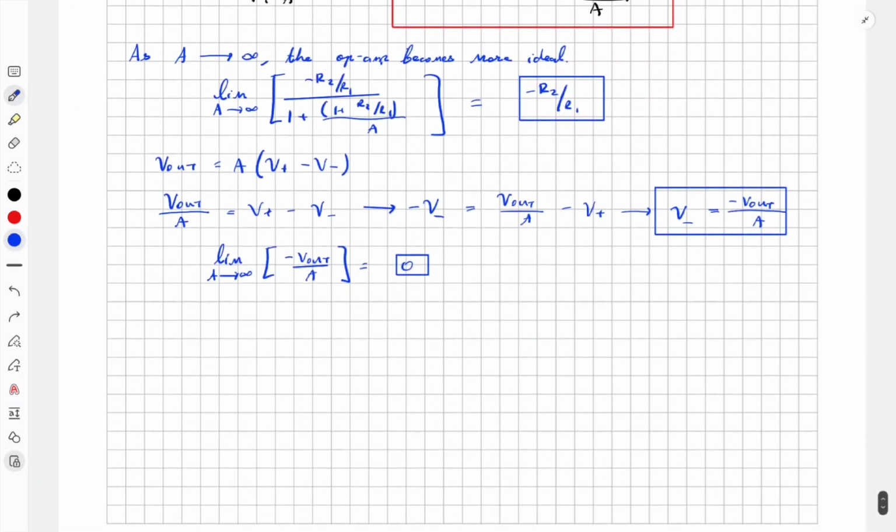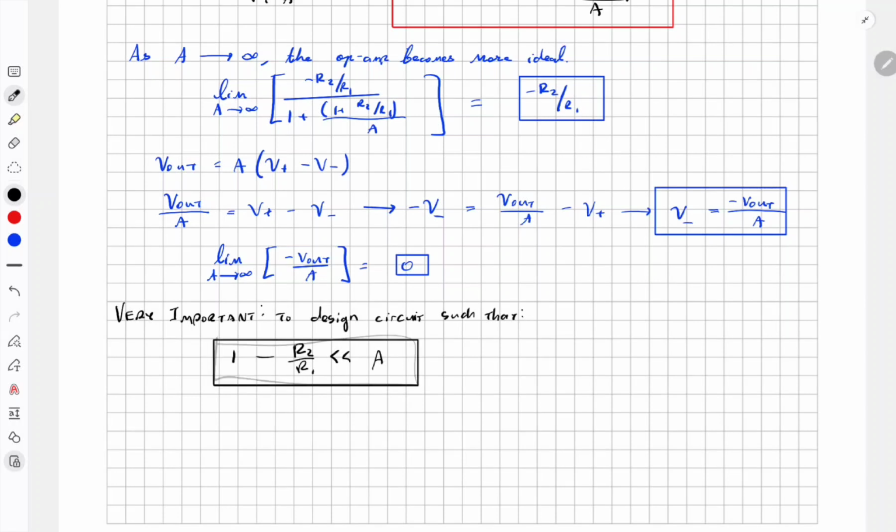Now it is very important to design your circuit such that 1 minus R2 divided by R1 is much smaller than the open loop gain. You must design it this way, otherwise the op amp will not work correctly.